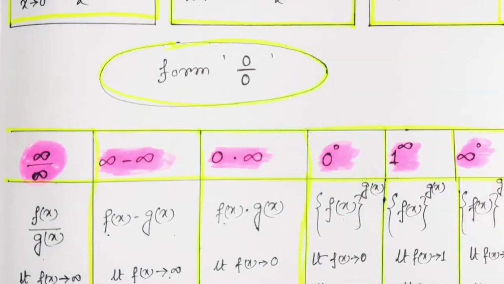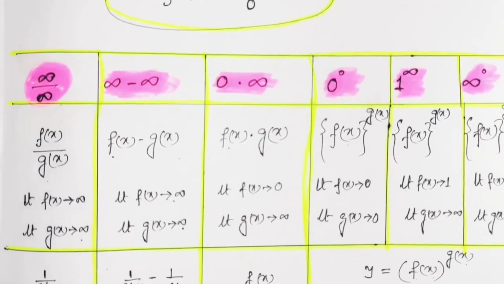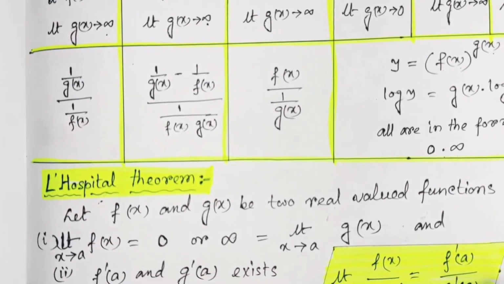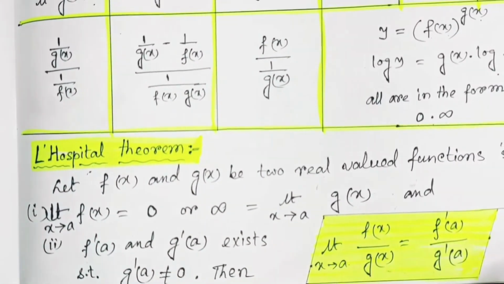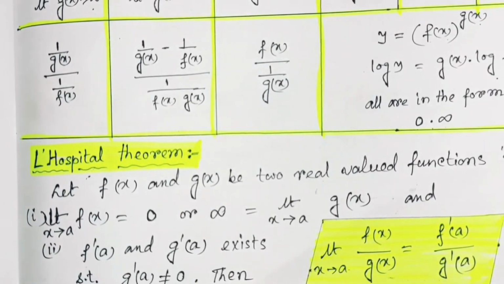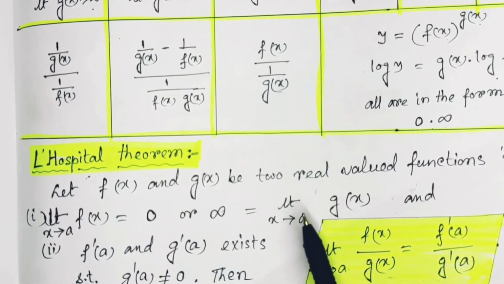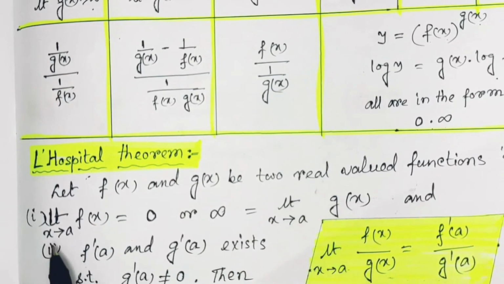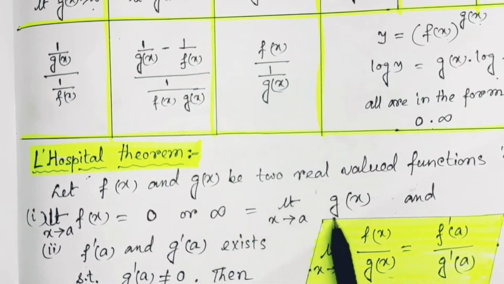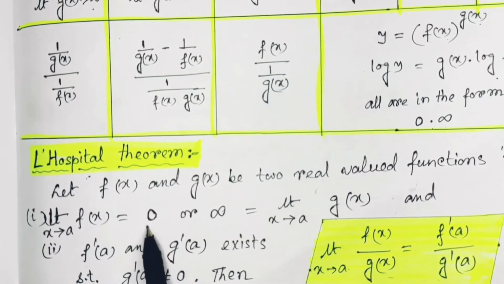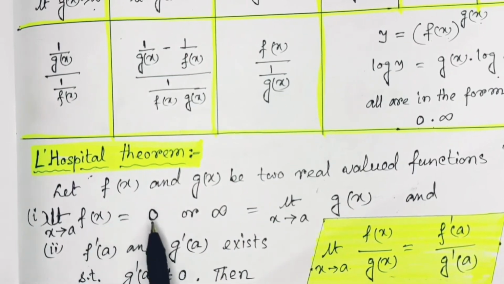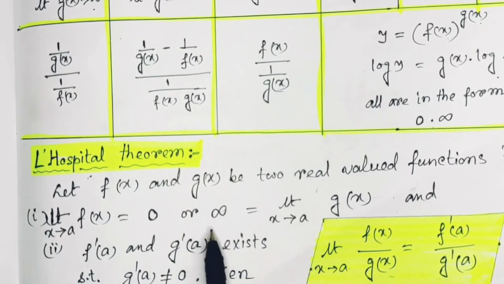So if we want to solve these indeterminate forms, then here is the rule. What is this rule? This is called the L'Hopital rule or L'Hopital theorem. What does the theorem say? Two functions are given. Let f(x) and g(x) be two real valued functions such that the limit as x tends to a, f(x) is equal to 0 or infinity, and g(x) also tends to the same value, 0 or infinity. That means if f(x) is 0, then g(x) is also 0, and if f(x) tends to infinity, then g(x) should tend to infinity.